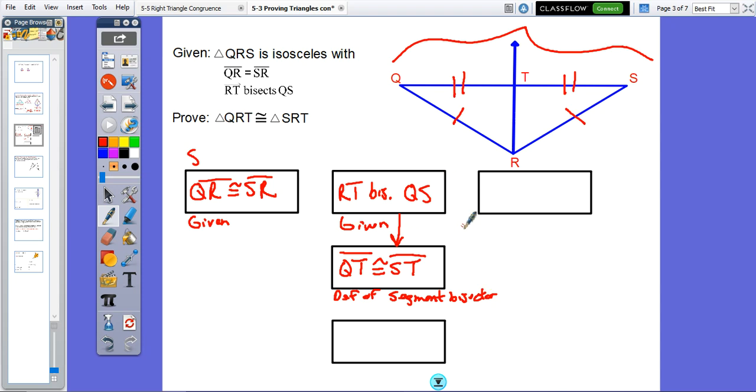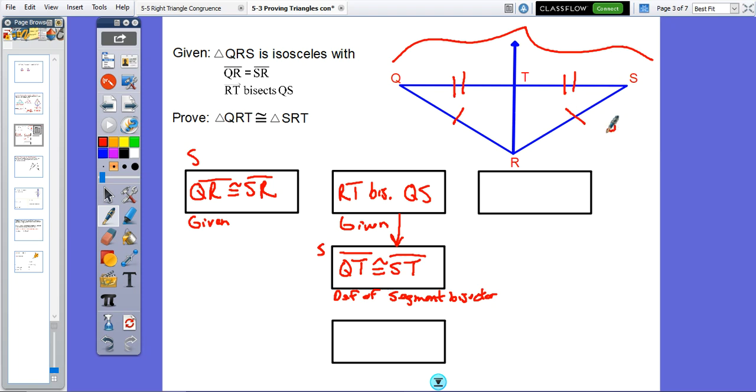We talked about this in the previous section, about the definition of segment bisector and angle bisector. When a ray or a segment splits a side or an angle in half, then you can imply that it creates 2 equal parts. So here's our second side right there.